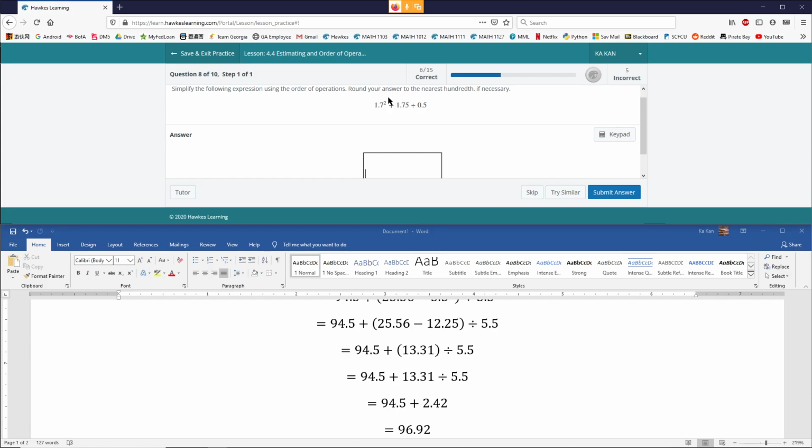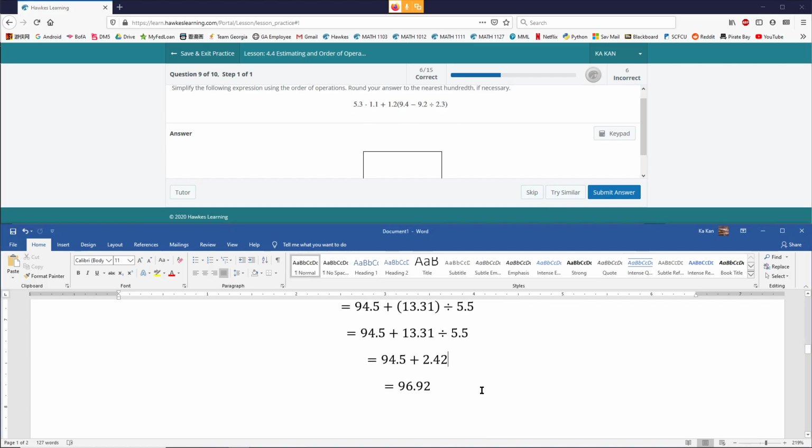The exponents come first, right? Do that first, then the division. Then in the end is the addition. So try that out and see. Now this one looks a little bit crazy, so let me try this one here.